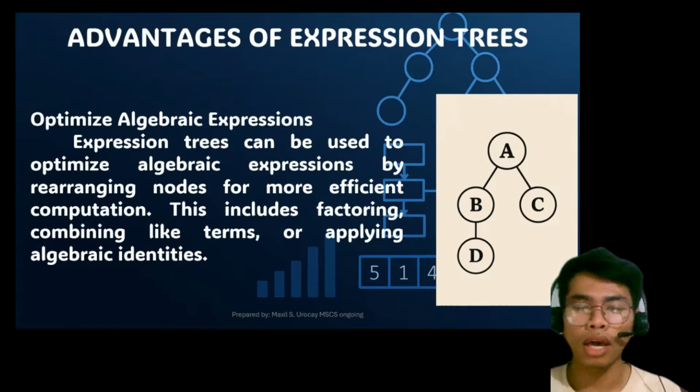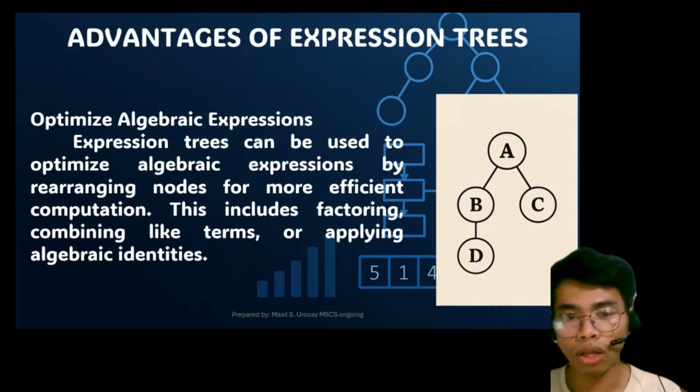How does that work? It can be used to optimize the algebraic expression by rearranging the nodes for more efficient computation. This includes factoring like terms and applying algebraic identities. This is really simple actually.